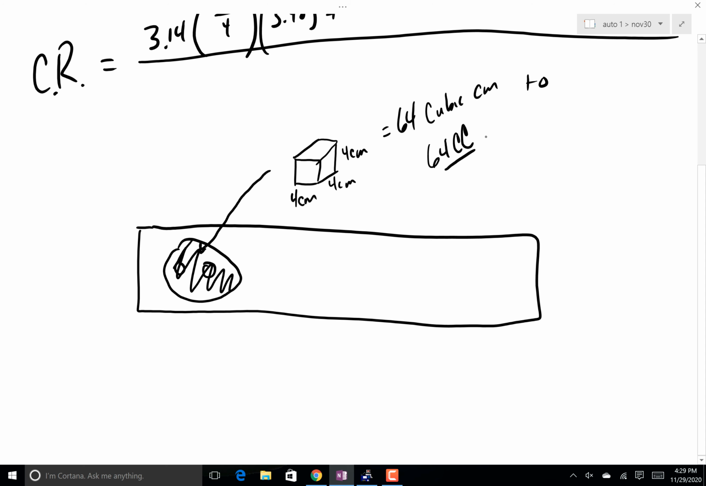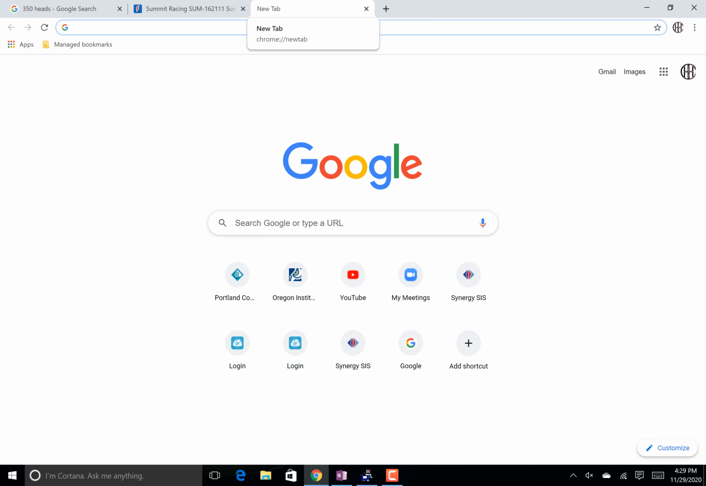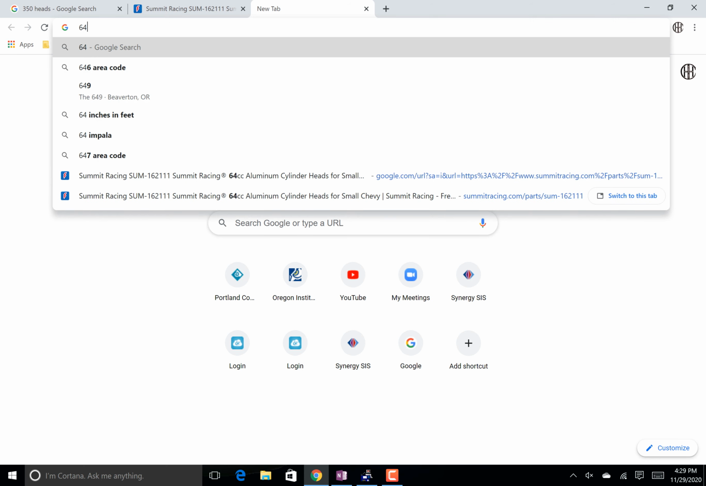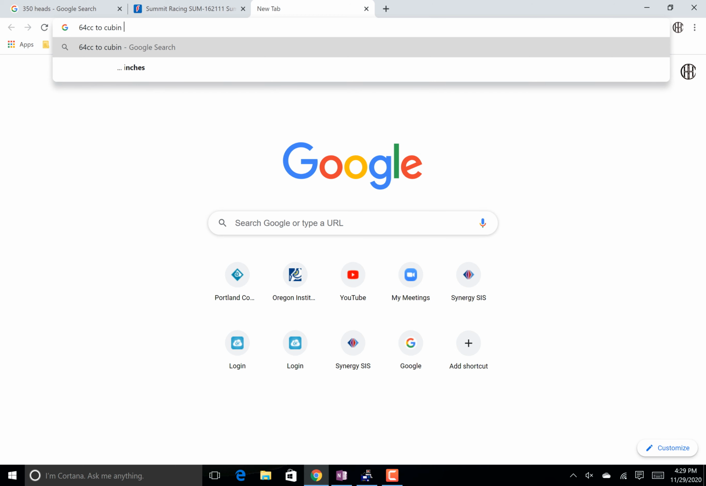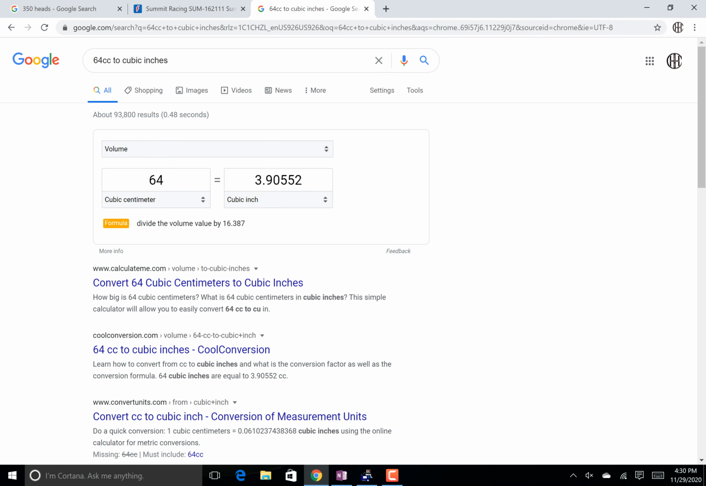Well, Mr. Groom, why do they do it in cc's? Because I think it makes more sense than talking about it in terms of inches cubed. Now, I am not feeling the need to do this by hand. I don't need to flex with my math. I am going to simply take 64 cc's and convert it to cubic inches. Oh, that's hot. Look at that, 3.9 cubic inches.